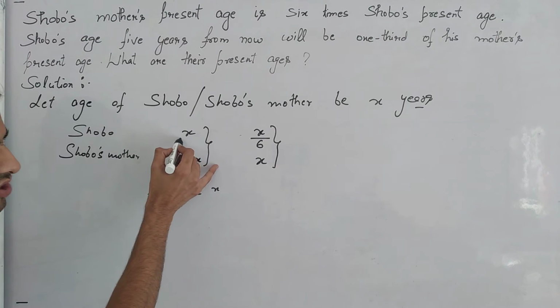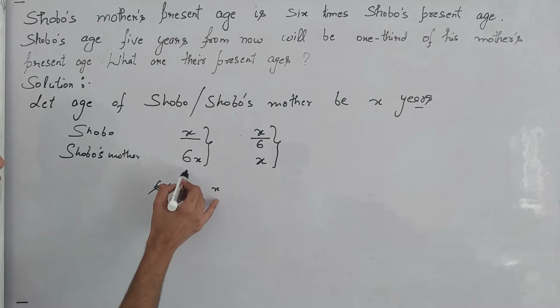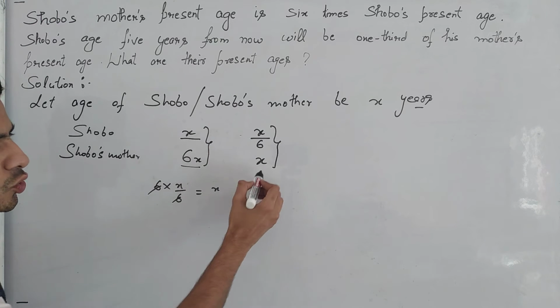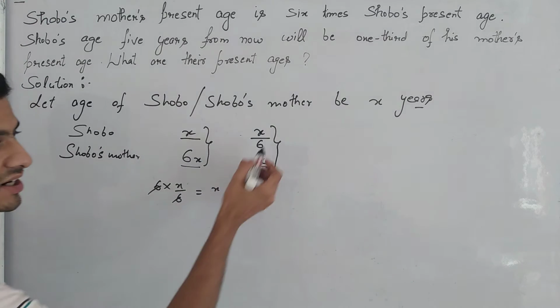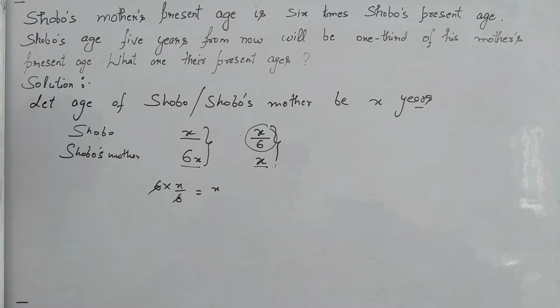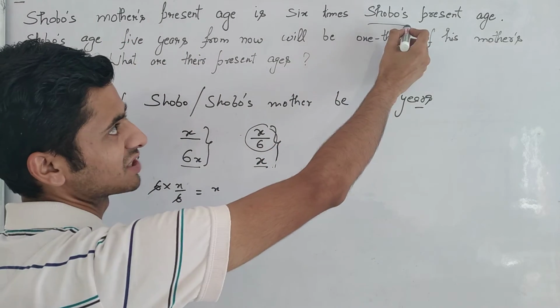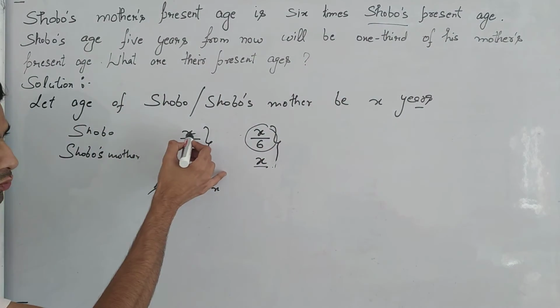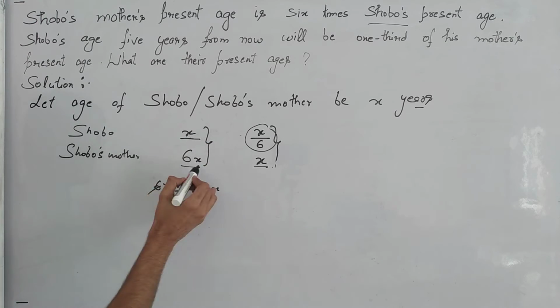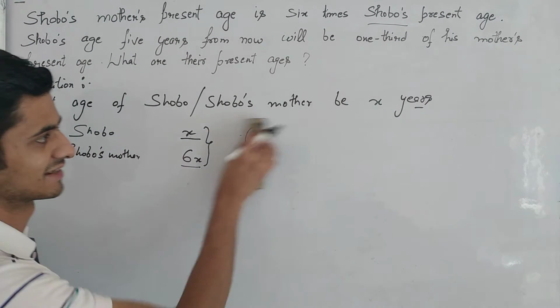Here you easily said, okay, Shogo's age is x, then Shogo's mother's age is 6x. But over here, if you suppose Shogo's mother's age to be x, then you have a difficulty to find Shogo's age because they have not given the relation. So Shogo's mother's age is dependent on Shogo's age. So we have supposed Shogo's age to be x and mother's age came out to be 6x.